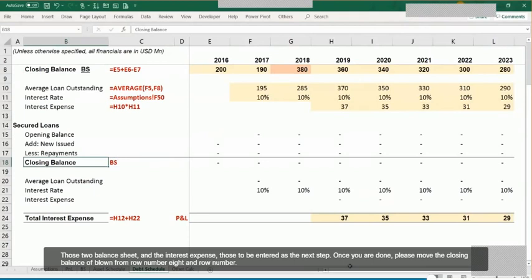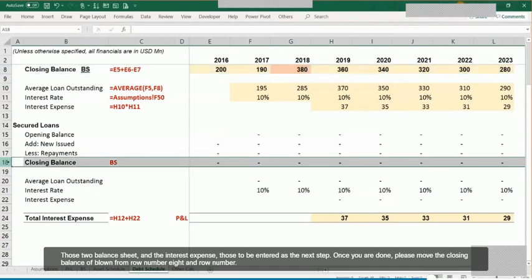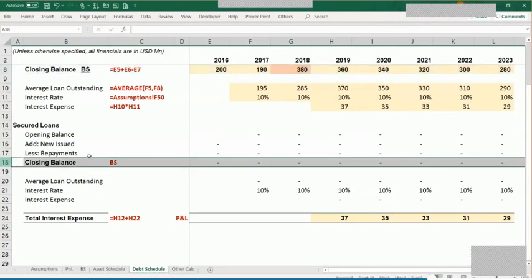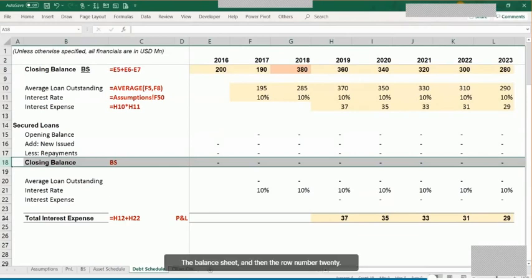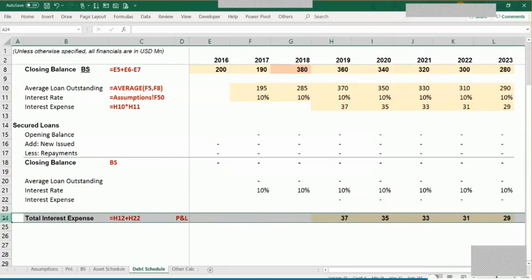So as the next step, once you are done, please move the closing balance of loan from row number 8 and row number 18 to the balance sheet and then take row number 24 to P&L. So move these three items to the respective output statements. Let us first complete the balance sheet part, plug the closing balance numbers out there, and then go to the interest expense part, which is in the P&L.